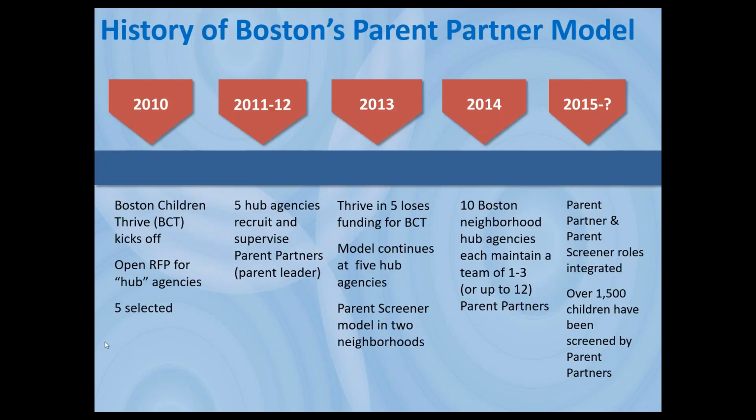So this is sort of a rough timeline of Boston Children Thrive and the parent partner model. We've had a number of successes and challenges over the years. Some of the successes are, as you can see, in 2010, we started off in just 5 neighborhoods. And a few years ago, we were able to expand citywide through the Boston Family Engagement Network. Each neighborhood has 1 to 3 parent partners, but some of them have up to 12, which represents the large diversity of some of the neighborhoods in Boston.